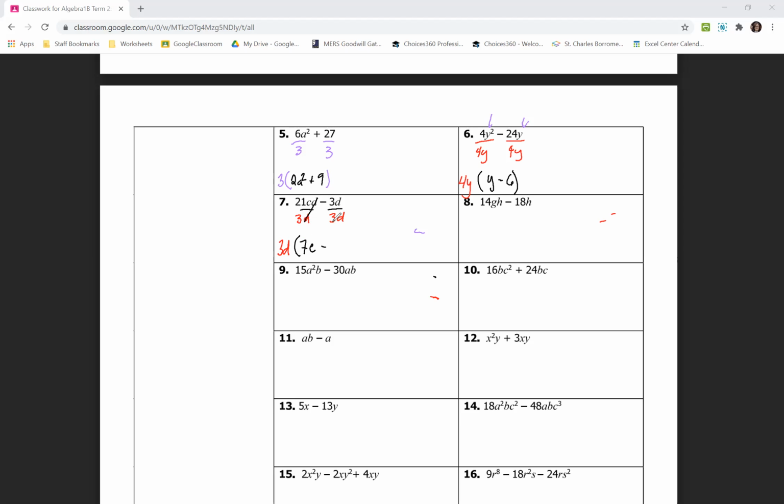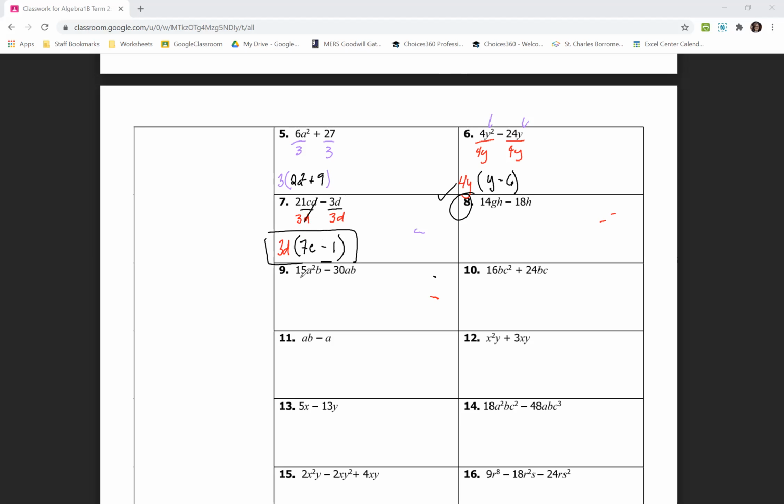Minus 3 divided by 3 is 1, and D divided by D is 1. So just minus 1. And that's your answer. Okay, I'm going to leave number 8 for you. Now let's look at number 9.